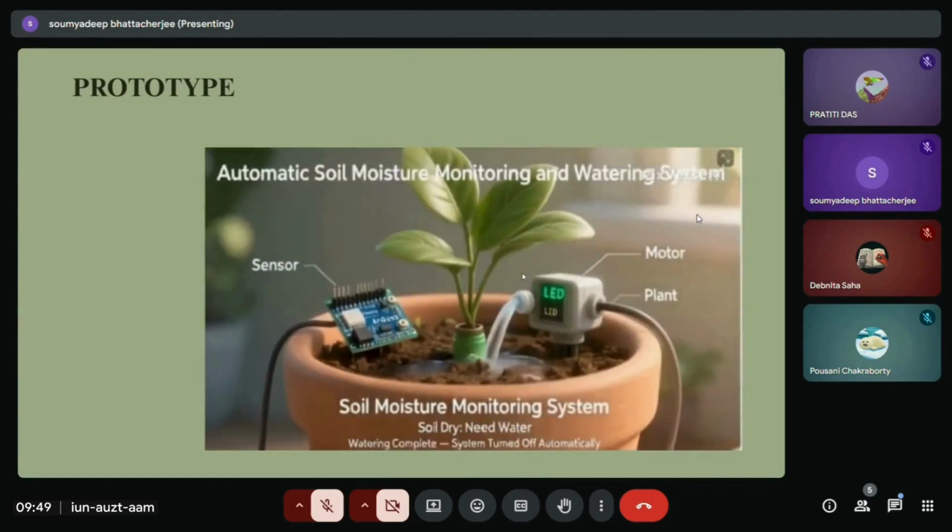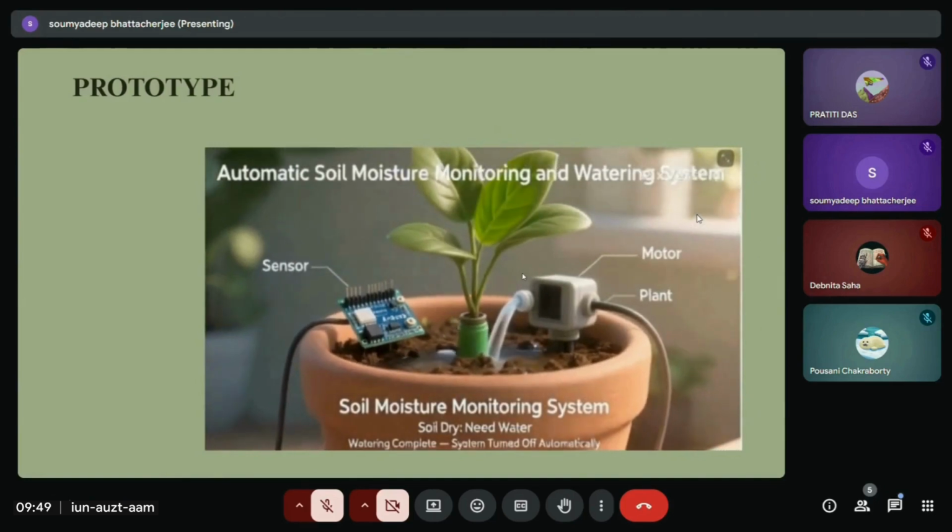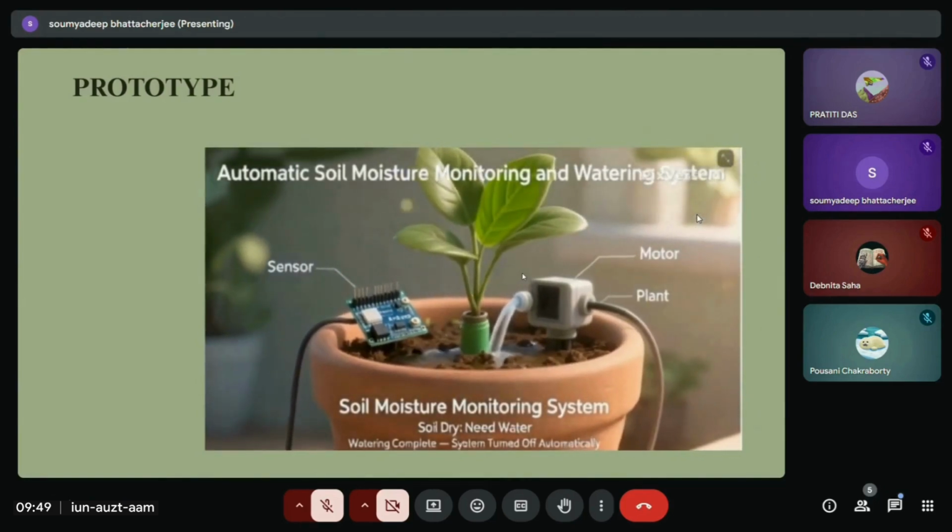So this is a prototype which we made, and this is how our automation will work.